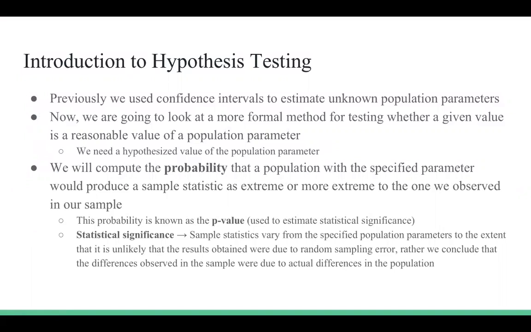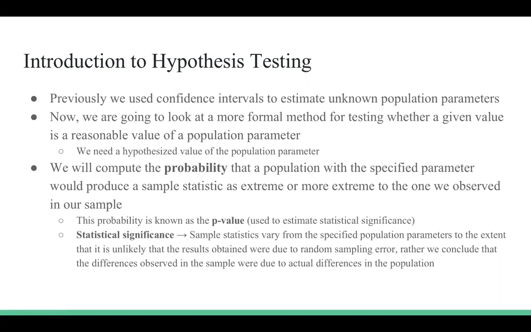In order to do this, we need a hypothesized value of the parameter first. So we're going to be computing the probability that a population with the specified parameter would produce a sample statistic as extreme or more extreme than the one we observed in our sample. This is known as the p-value, which is used to estimate statistical significance.